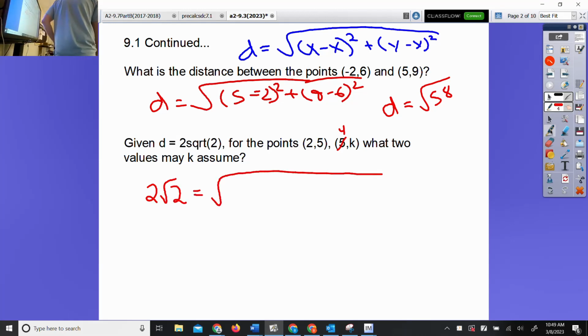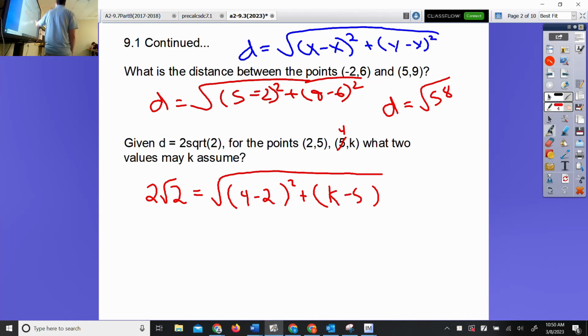This is going to be x minus x, isn't it? So, maybe 4 minus 2, all squared, plus, what's that guy going to be? 4k minus 5. It'd be better to write it as k minus 5. We'll FOIL in a minute. Just hold your horses. You may not need the FOIL either. I don't think you need to.